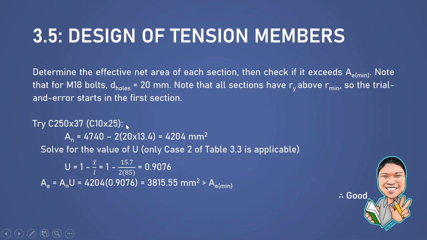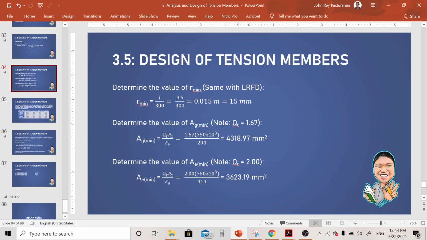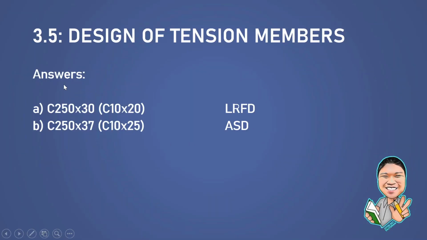So, di ba? May chances na isang trial pa lang, yun na nga, safe na siya. So, swertehan din naman to minsan. Gayon man, I think na-conclude na natin na yung C250 by 37 is the safe section here. So, check nga natin ulit. Tingnan natin yung ano. So, 3623.19 yung ating minimum effective net. So, to conclude, tingnan natin yung sagot. Sa letter A, for LRFD, ang ating design section is C250 by 30. And for ASD, that is C250 by 37.